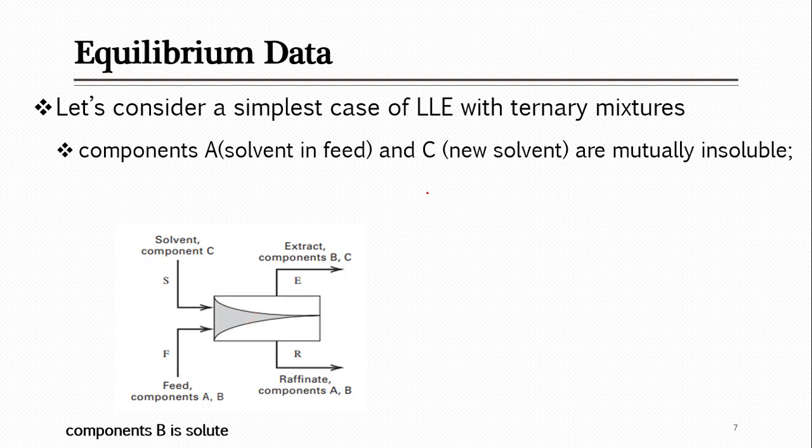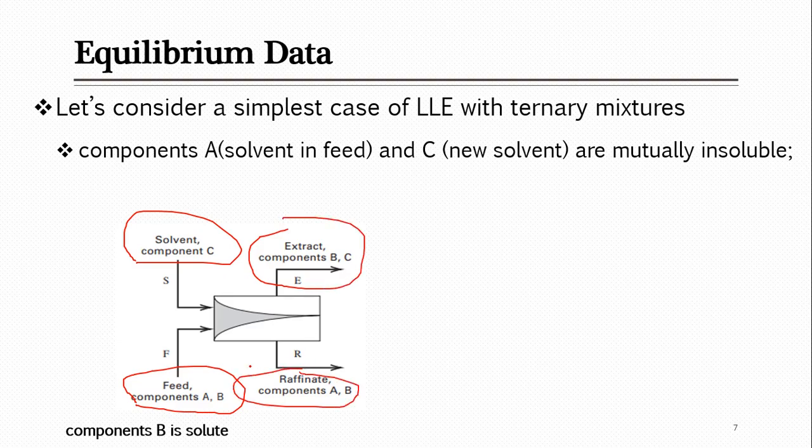So, here you have one unit in which you are bringing a ternary mixture together. The feed contains two components, you can see here A and B, while the third component which we are bringing in contact is the solvent C. So overall, C represents our solvent, and A and B are the two components of our feed. When you bring them together, they get separated into two phases, called the extract and raffinate phase.